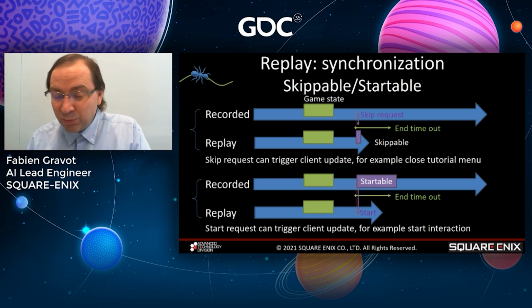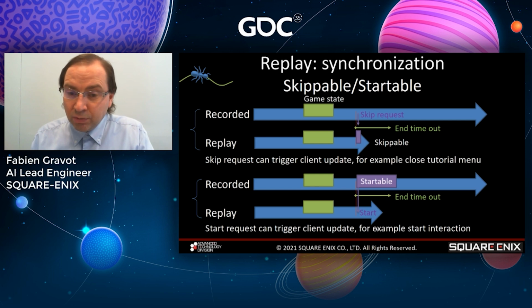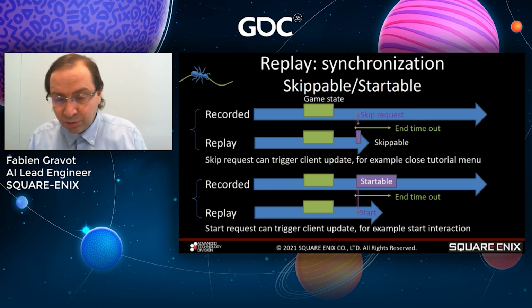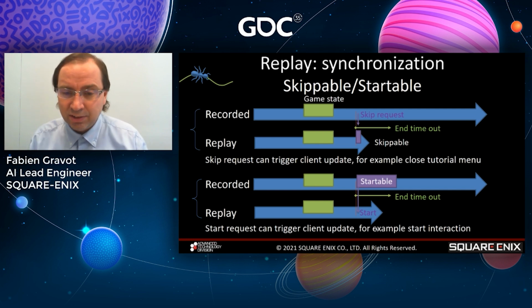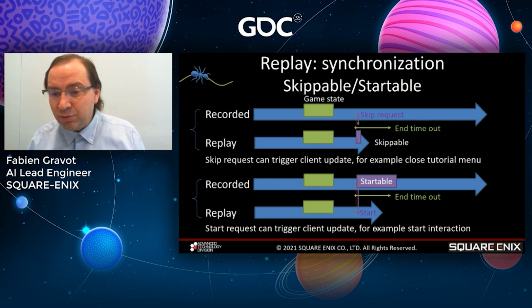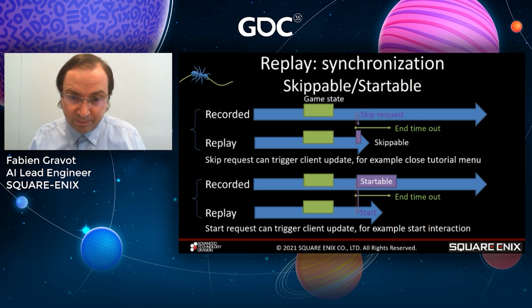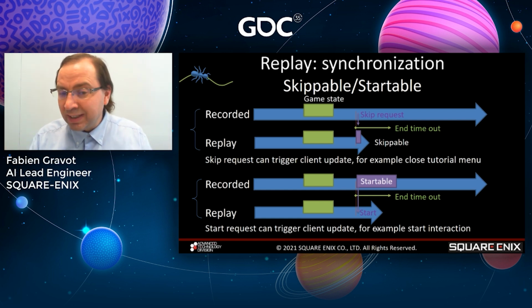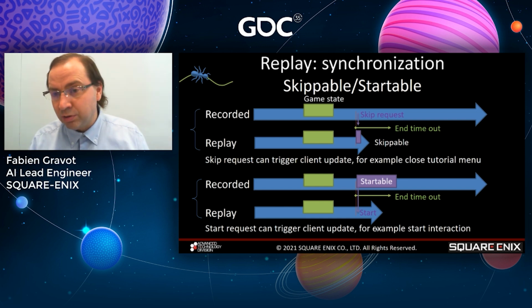We can also have startable. It means that now we have a game state that is inside the recorded data, and if it's not there inside the replay, we will not continue to move. We will send a request to the game to start it. This is typically used for interactions and so on, because those are really essential for the game flow. So we wanted to be sure that we start all of them at the right time.